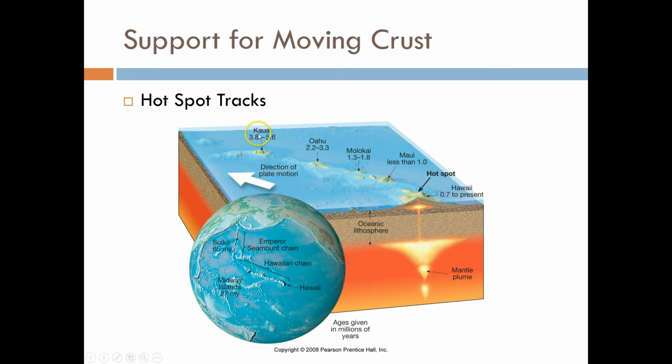And what we know is Kauai has some of the oldest Hawaiian volcanoes, and those rocks have been dated to somewhere between 4-ish and 5 million years old. Oahu is a little bit closer to the current hotspot location. It's a little bit younger. Molokai is a little bit younger. Maui's even younger. And then the Big Island of Hawaii has been erupting only for the past 700,000 years. And that's where the volcanoes are now.